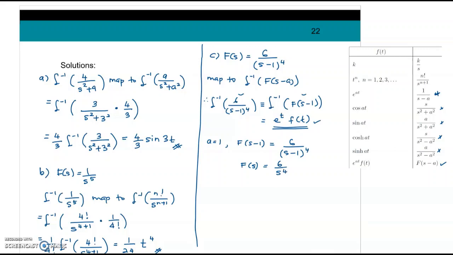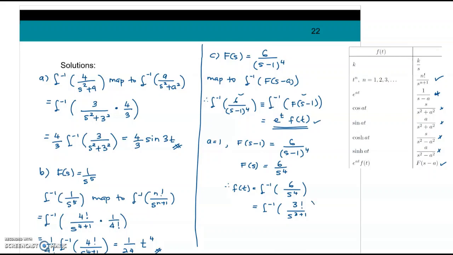Okay, so therefore our f(t) is the inverse of F(s), which is the inverse of 6 over s to the power of 4. And then by the table, one more time, we need to map which one is the most similar expression. Similar to the problem in B, this actually comes from n plus 1 with n equals 3. So you map to this one again. At the top it should be 3 factorial, so 3 factorial is 6, 3 times 2.